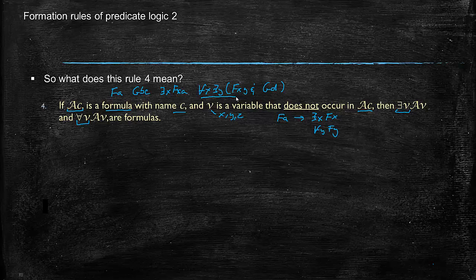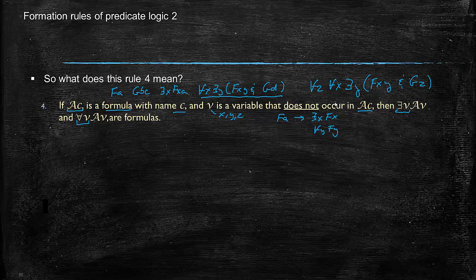For all x, there exists a y, Fxy and Gd. And if you wanted to, you could stick in a variable for the d and then slap on another quantifier out here. So it could be for all z, for all x, there exists a y such that Fxy and Gz. So the operation is very simple.